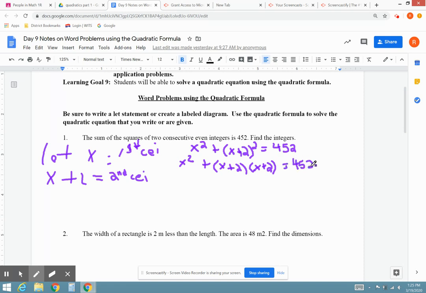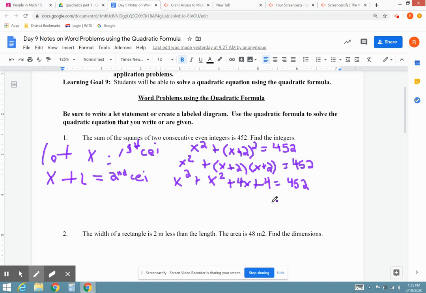Now, normally I wouldn't write out this step, but because I'm trying to show you, I've written this step out. Okay, now I double distribute or FOIL this middle piece to give me x squared plus 4x, because I'm going to get 2x and 2x, which adds to 4x, plus 4 equals 452. So now I could have options, right?